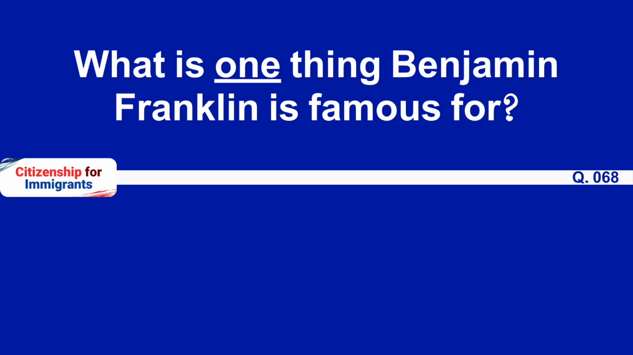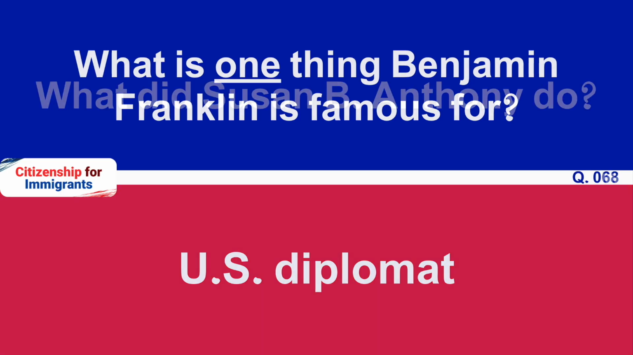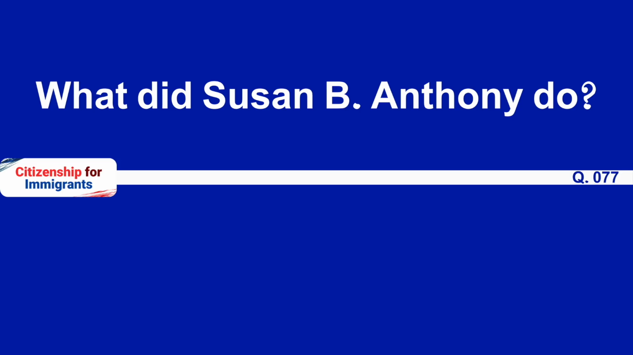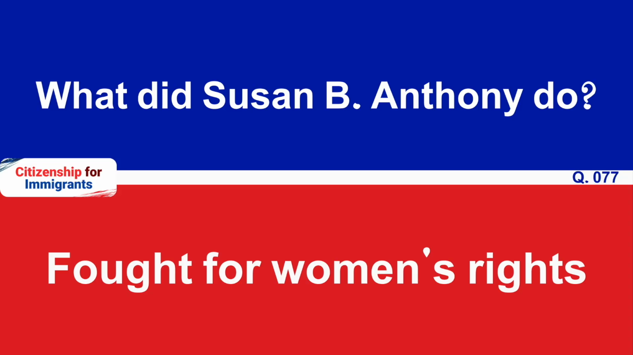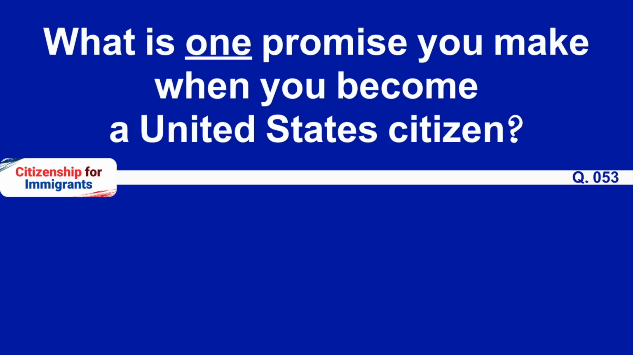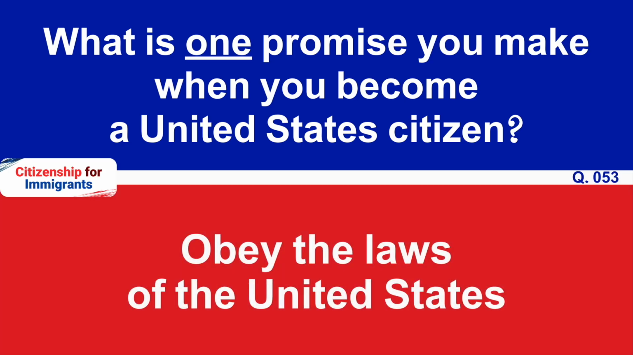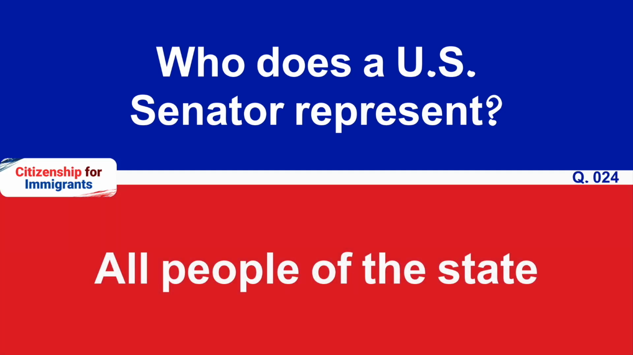What is one thing Benjamin Franklin is famous for? U.S. diplomat. What did Susan B. Anthony do? Fought for women's rights. What is one promise you make when you become a United States citizen? Obey the laws of the United States. Who does a U.S. Senator represent? All people of the state.